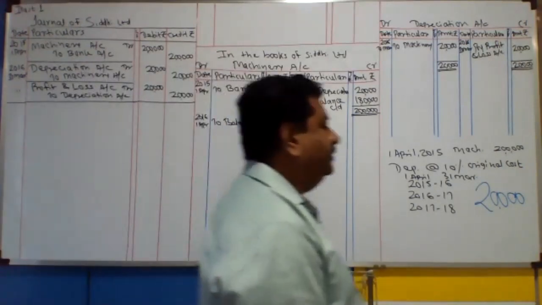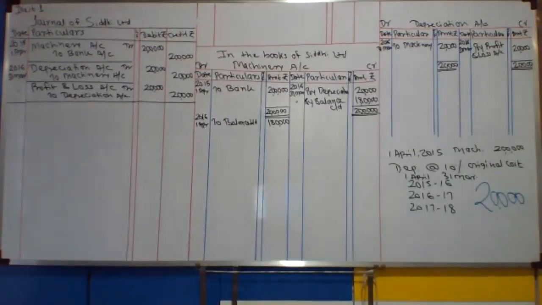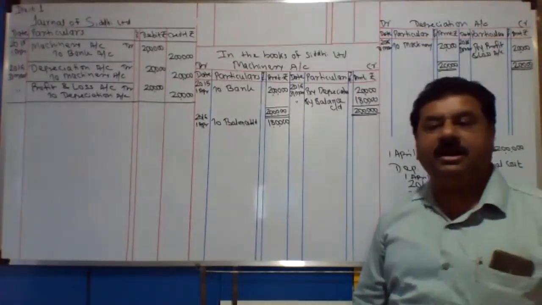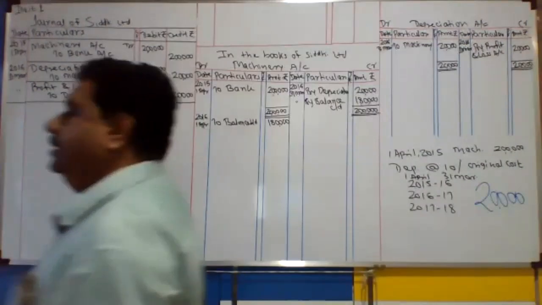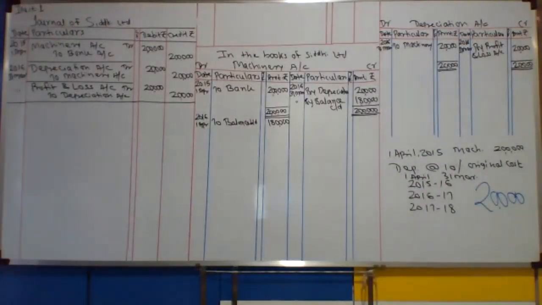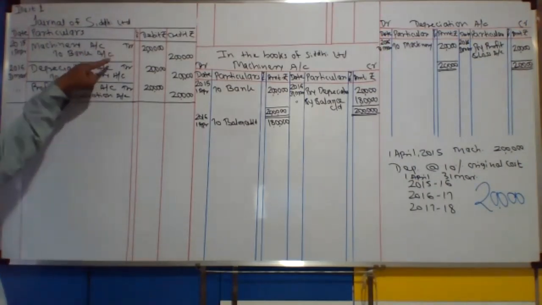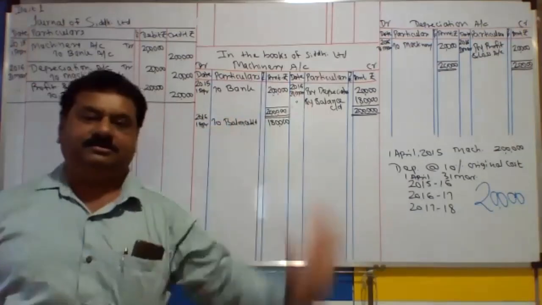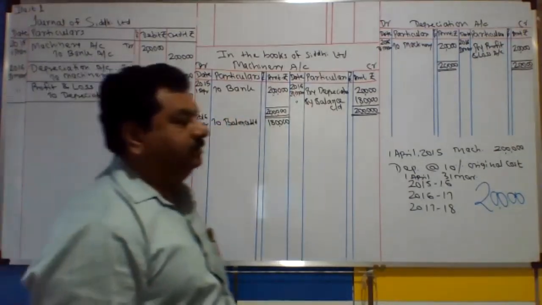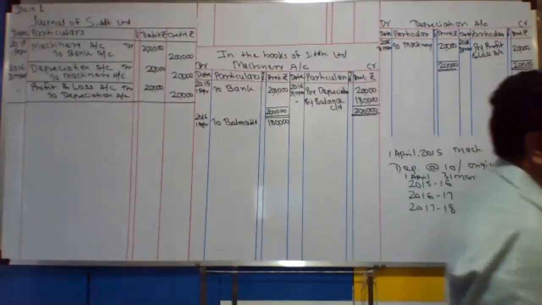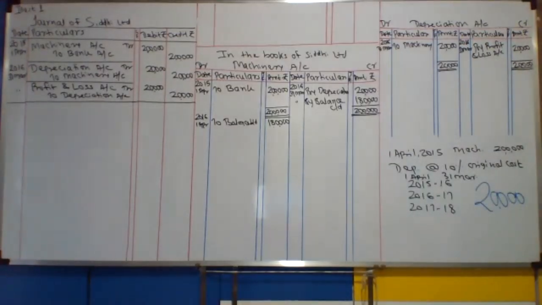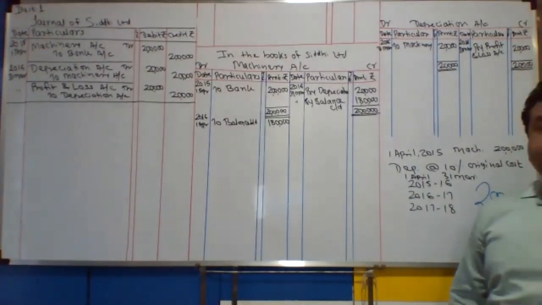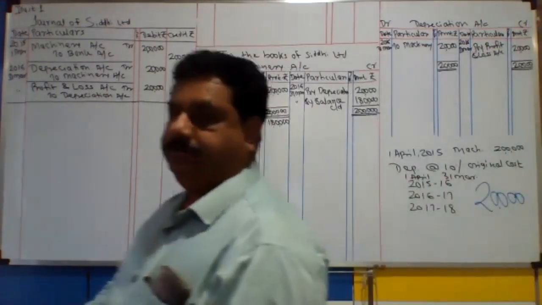So first year is now finished. For first year, we have passed the journal entries and also we made the posting to machinery account and depreciation account. म्हणजे पहिल्या वर्षाच्या एंट्रीज पास झाल्या आणि आपण त्याचं पोस्टिंग सुद्धा केलं. ओके.